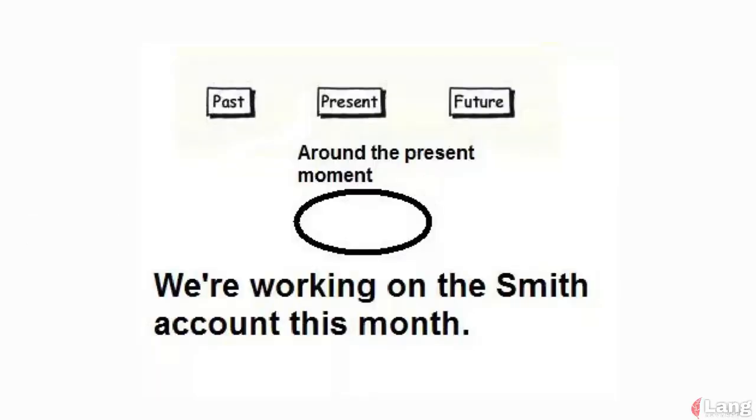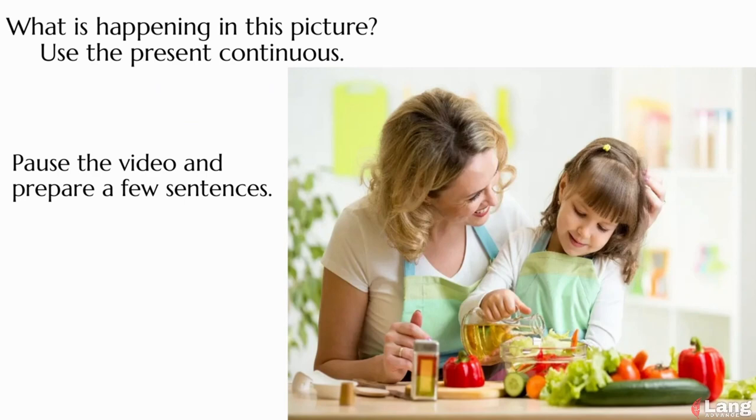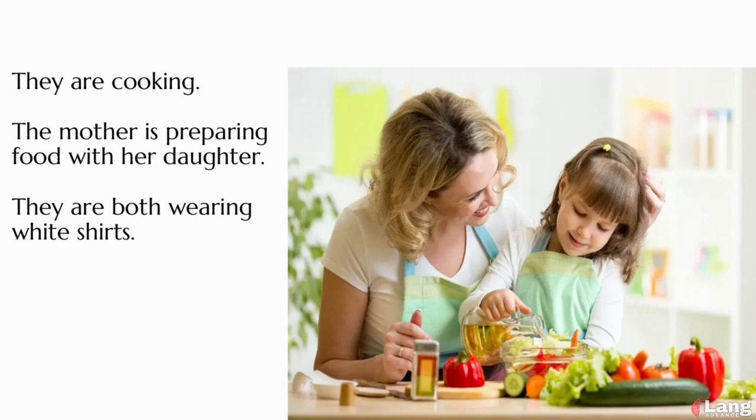What about for actions happening around the present moment? We're working on the Smith account this month. It's not just exactly now, it's around the present. Let's look at the picture. What is happening in this picture? Use the present continuous, pause the video and prepare a few sentences to describe the picture. They are cooking. The mother is preparing food with her daughter. They are both wearing white shirts. So those are 3 sentences which describe what is happening around the present moment.